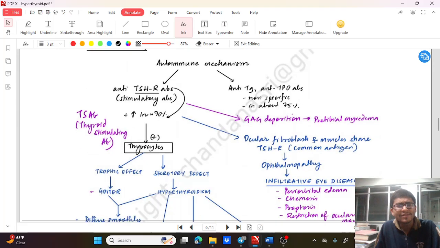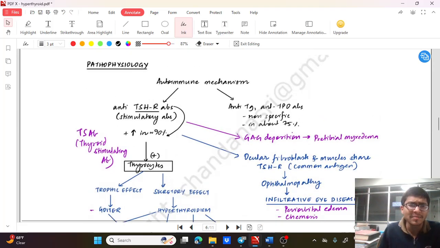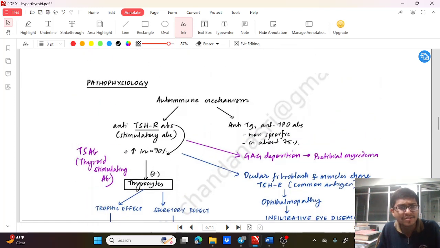Now to go into the clinical features, we'll try to understand some part of the pathophysiology, which will be helpful to understand and remember the clinical features. Here, by the autoimmune mechanism, we have TSH receptor stimulating antibodies, so anti-TSH receptor antibodies, which are the stimulating antibodies, present and increased in 90% of cases. The other, less common, are anti-TG antibody and anti-TPO antibody, which are non-specific and seen in about 70% of cases.